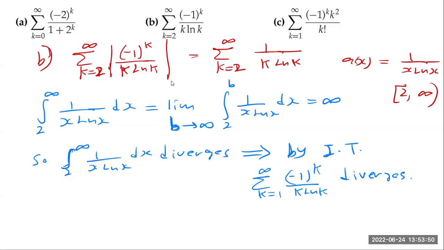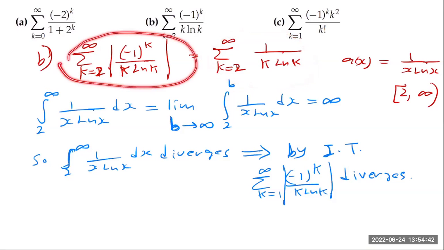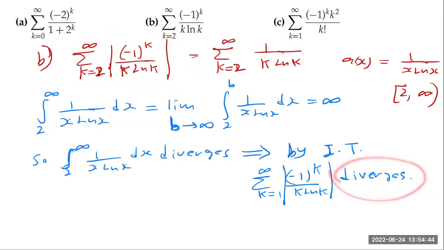Pardon me, the absolute value of that series diverges. Okay, now we know that this series diverges. This series means the absolute value series. That series diverges. Okay, what about the original series? The original series may or may not be convergent, right? So we need to determine whether this converges or diverges.